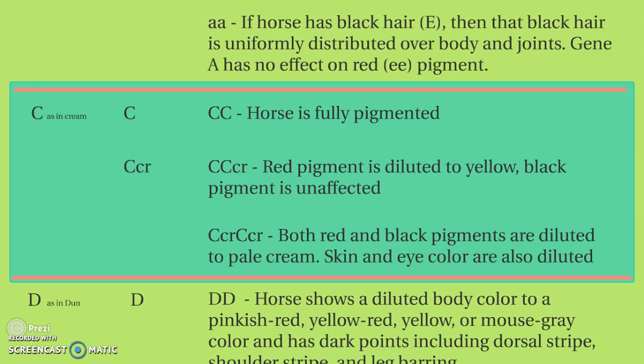C as in cream. Big C, horse is fully pigmented. Big C, CCR, red pigment is diluted to yellow. Black pigment is unaffected. CCR, both red and black pigments are diluted to pale cream. Skin and eye color are also diluted.